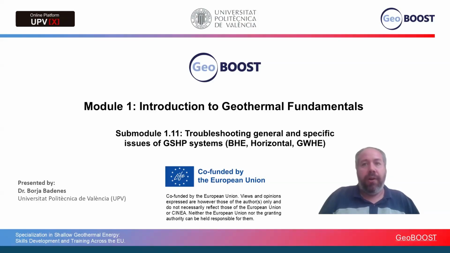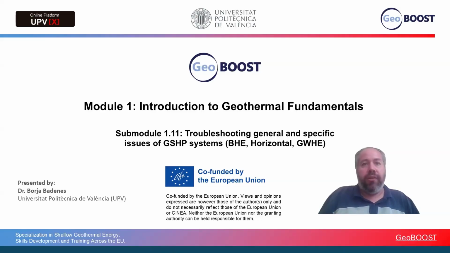Today I will talk about troubleshooting general and specific uses of ground source heat pump systems. Thank you for joining. In this module, we will learn how to find and fix problems in ground source heat pump systems. First, we will see how each part of the system works. Then, we will cover troubleshooting for 4 areas: air side, water side, electrical side, and refrigerant circuit.